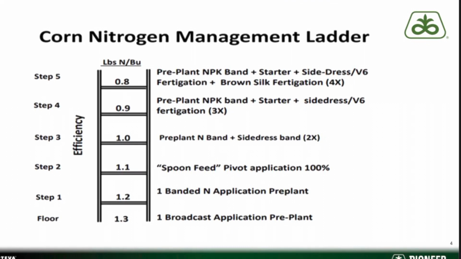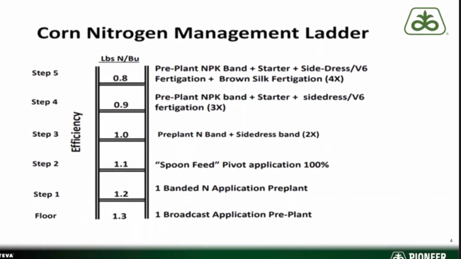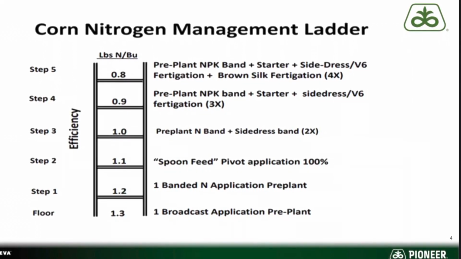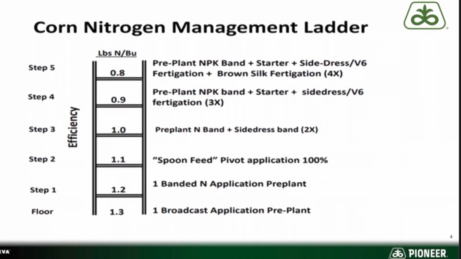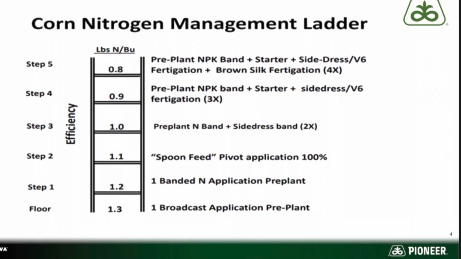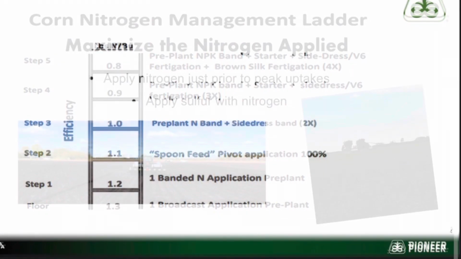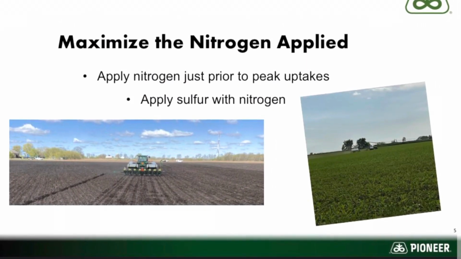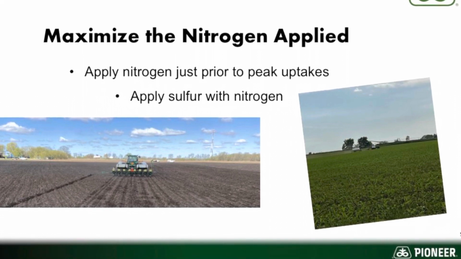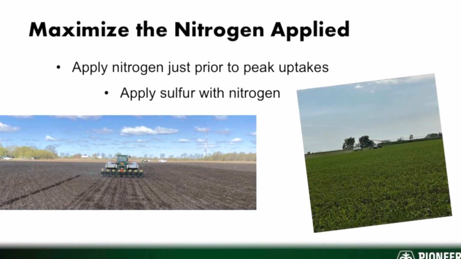If you have credits from manure or a previous crop, you can also subtract those. Corn on corn requires more nitrogen, especially early on, to assist with residue breakdown. To increase efficiency of nitrogen per bushel of corn, use more applications of nitrogen as shown in the visual. To maximize the nitrogen that is getting applied throughout the growing season, it's recommended to apply prior to peak uptake and to apply sulfur with the nitrogen.